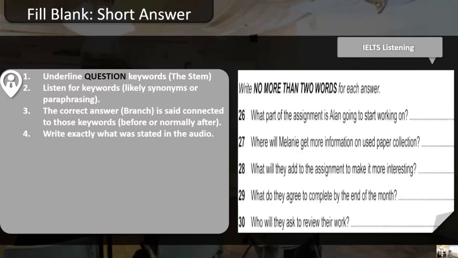And that's why when people ask me what kind of questions are on the listening exam, I tell them it is either fill the blank or multiple choice.